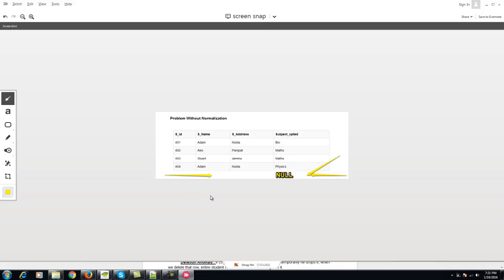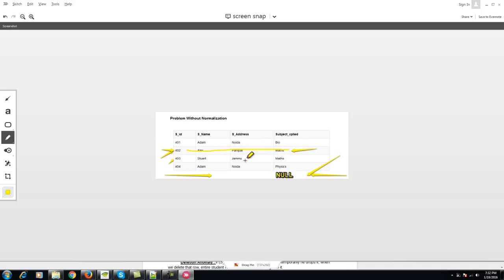What would be the third issue with this table? The third issue would be, say for example, I have only one record for Alex, and I have a single record for Stuart, because they both have opted for only a single subject. If a student is de-enrolling from maths and I want to delete this entry, what if I delete this record? In order to delete this entry, I need to delete this record. So what will happen? The entire record for Alex will be lost.